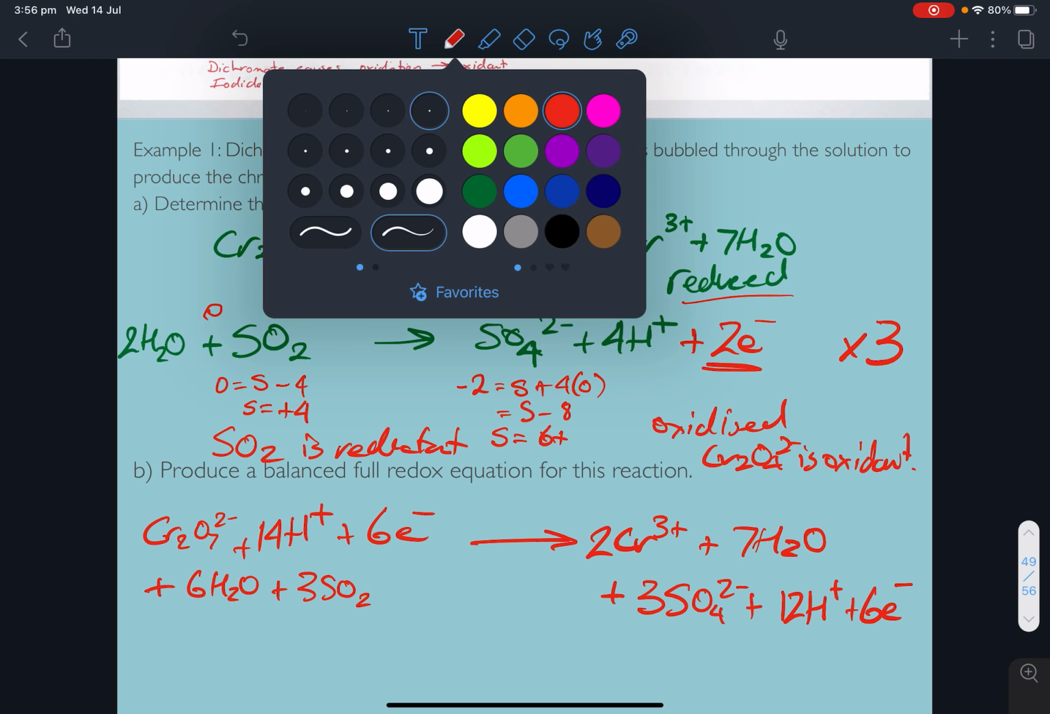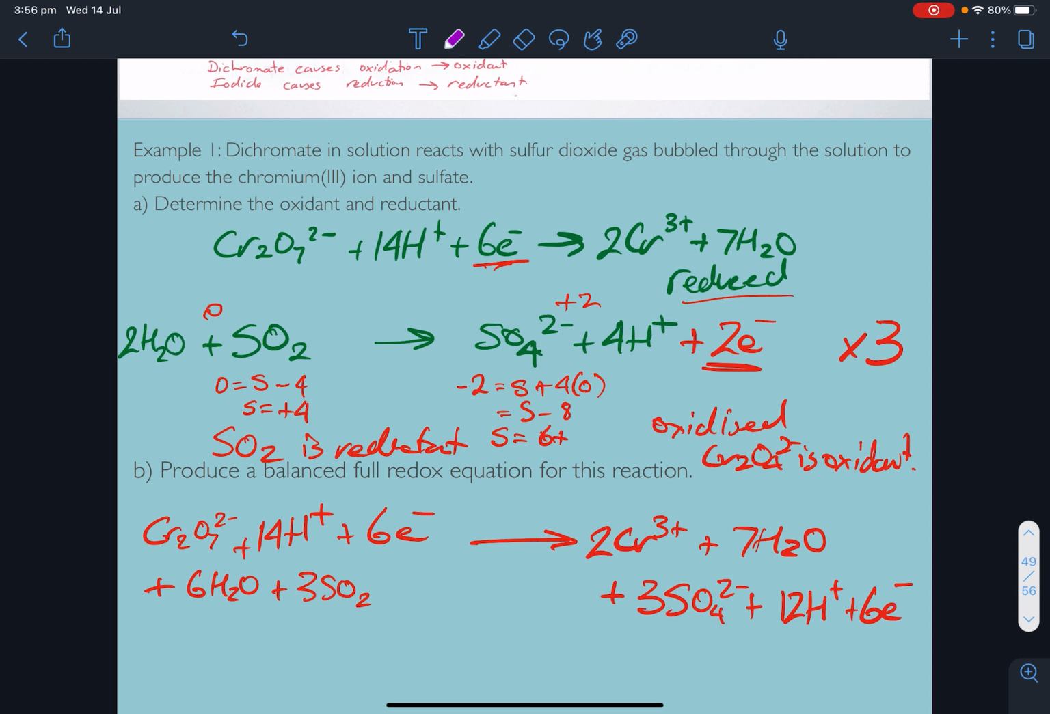Let's cross out anything that's on both sides. Hopefully the electrons. What else can I do? 12 H plus, 14 H plus, so that gets rid of the 12, so 2 extras left over. We have water on both sides, 6 and 7, so 6 will disappear and just the 1 is there. And I think that's it, so let's write what we've got left.